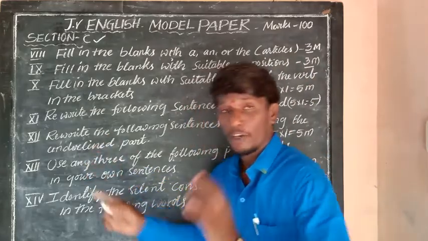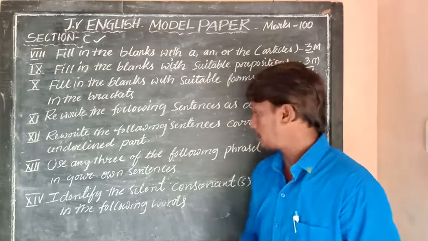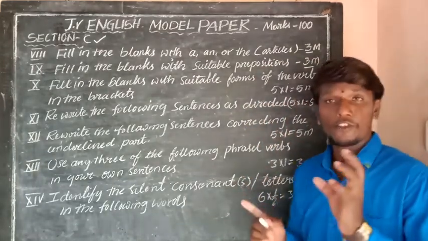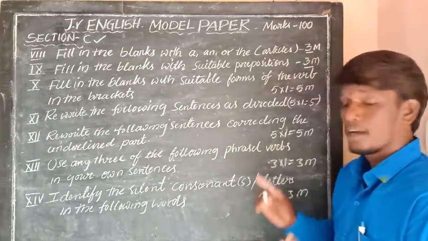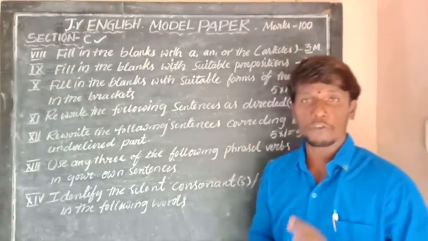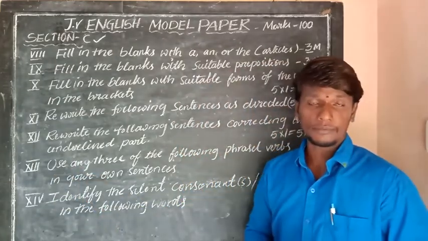And 5 correction of sentences will be given. You need to correct all 5 sentences, and this is also for 5 marks. Each correction of sentence is for 1 mark. Totally 5 into 1 is equal to 5 marks. Okay, next, the 13th question.